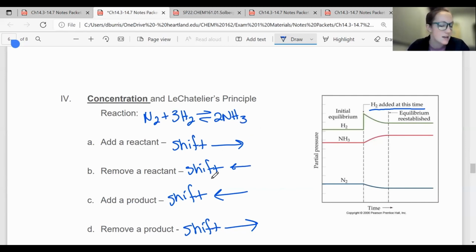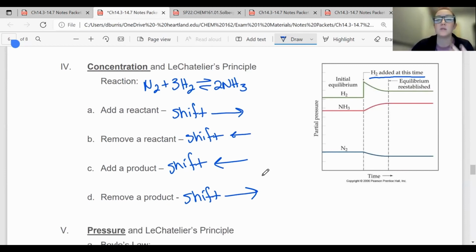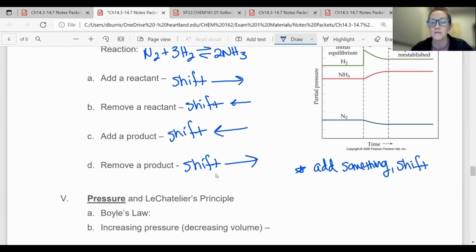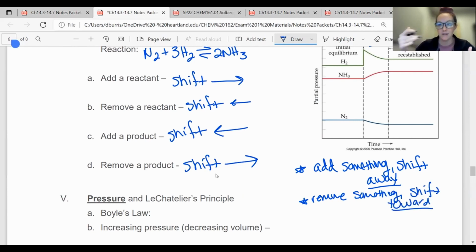Right? So if you add something, it's going to shift away. And if you take something out, it is going to shift towards. So that's how the whole principle works. In the whole rebalancing, if you add something, the equilibrium will shift away, so to the other side from whatever you added. And if you remove something, it will shift toward whatever it is that you removed to fill in that gap. All right, so that's how concentration works.